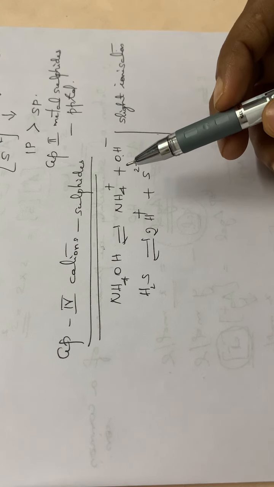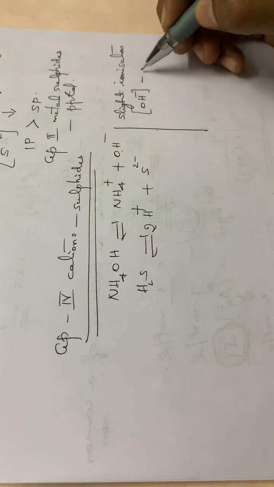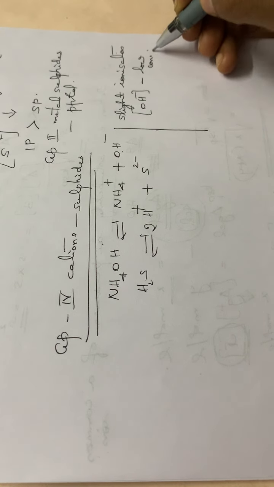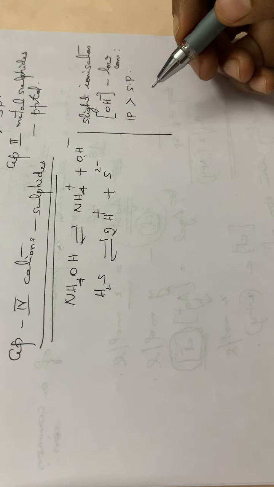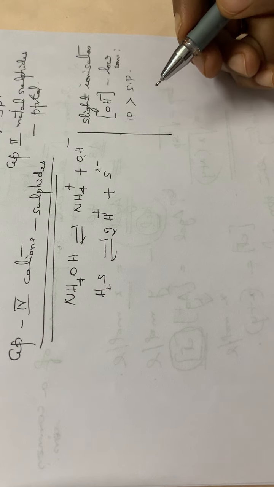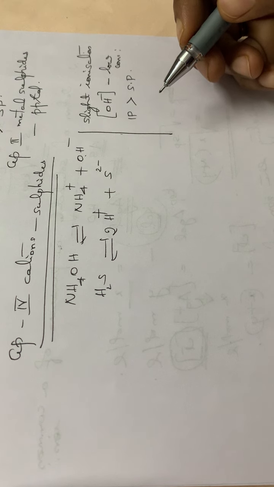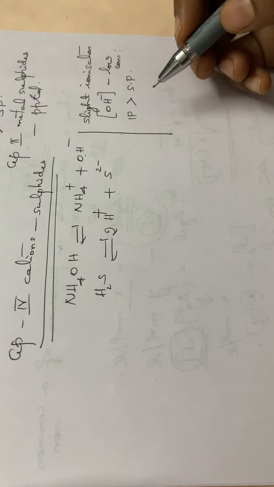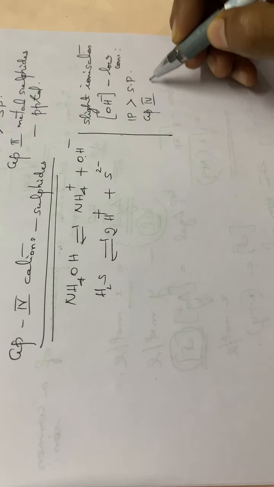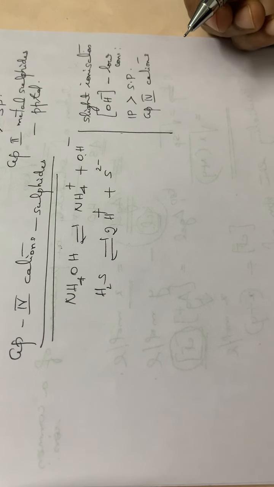And even with this very low concentration of OH minus, what happens? The ionic product exceeds the solubility product. So what happens? Group 4 cations will be precipitated.